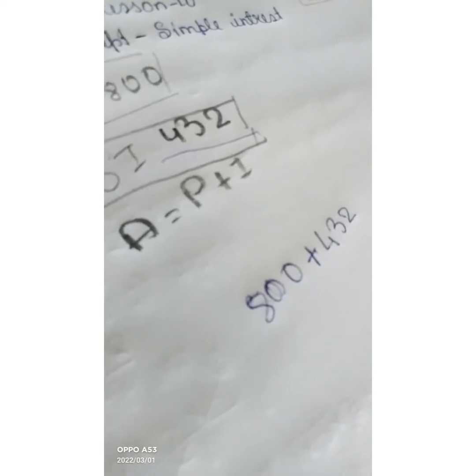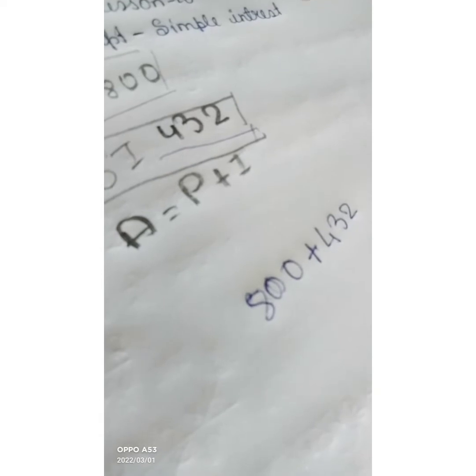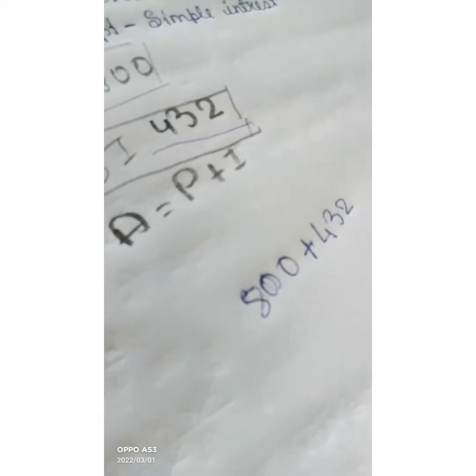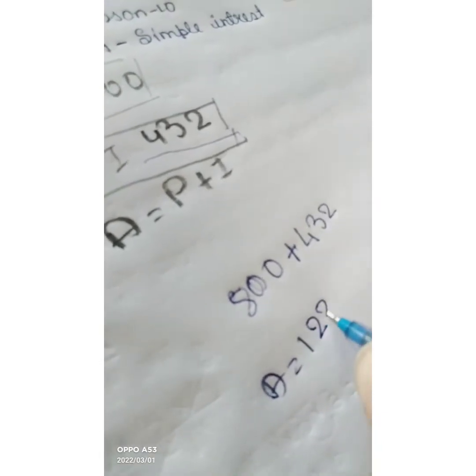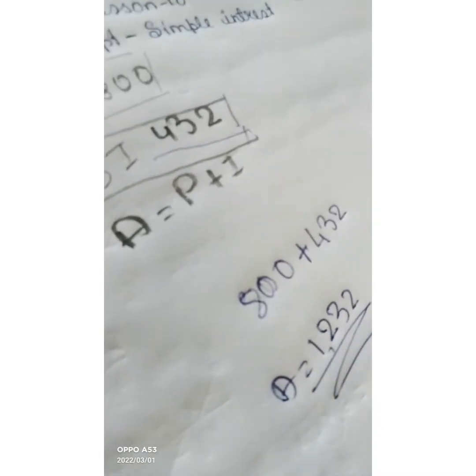800 plus 432 means 2, 3, 8, 9, 10, 11, 12. We will get the amount as 1232. It's called the amount. How will we find it?